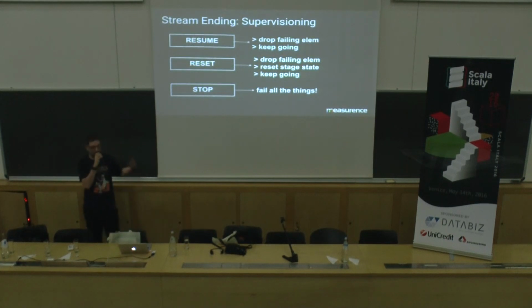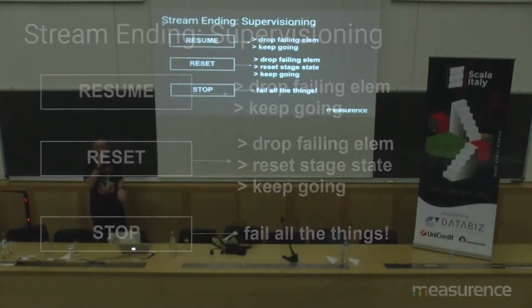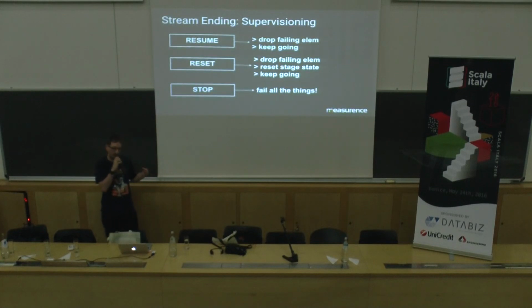At that point, based on the exception that you receive, you can choose to resume the stream, meaning that you will drop the event that caused the error, and you will keep going. Or you can reset. That means that you will still drop the element, but you will also reset the stage. So the create logic that we have seen before will be recalled, and the state of the stage will be back to square zero. Or you can stop, meaning that the stream will fail, the stage will fail, and the failure will be spread across the stream.